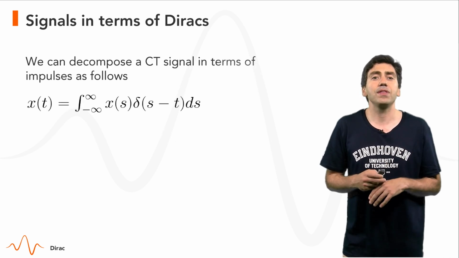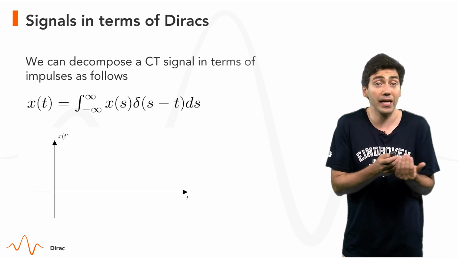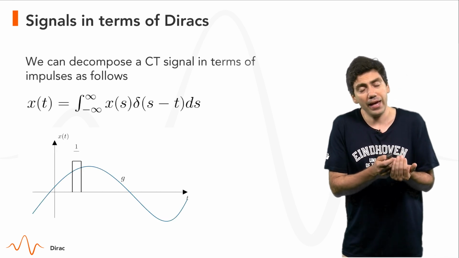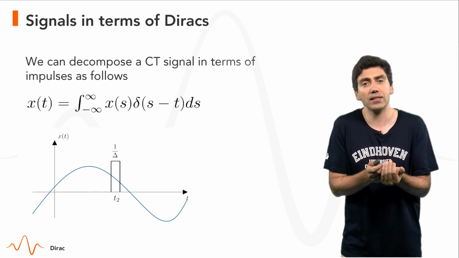In continuous time, this follows from the property that I just mentioned. We can always write a signal x of t as the integral from minus infinity to infinity of x of s times delta of t minus s.